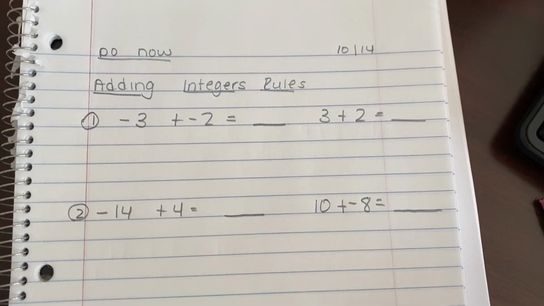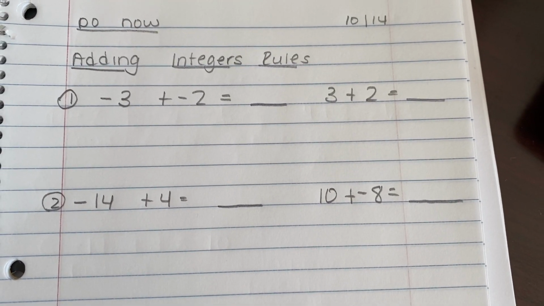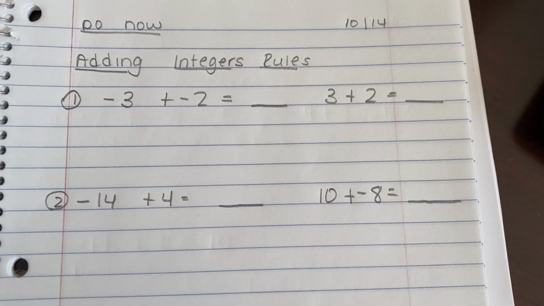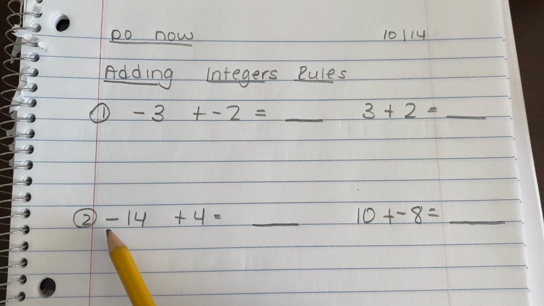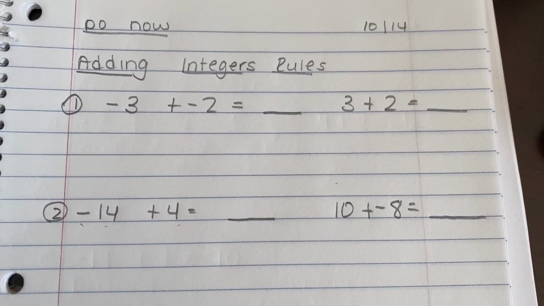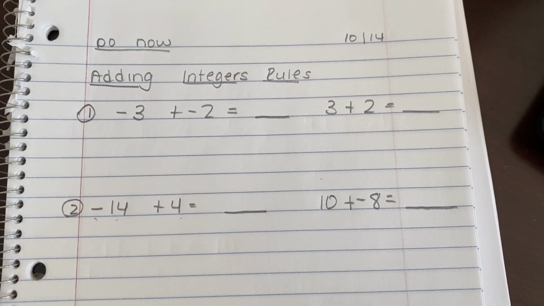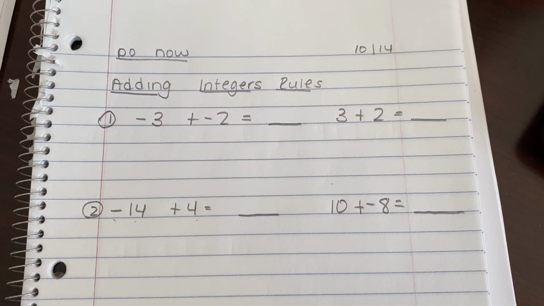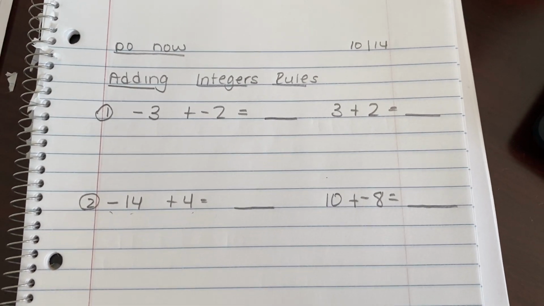Okay, let's do the next examples. This is what you're copying into your notebook right now. So make sure you have -3 plus a -2, 3 plus 2. You skip about 3 or 4 lines. And you're writing -14 plus 4 equals, and then 10 plus a -8. That's what you're copying into your math notebook. We'll be doing the do now together as a live lesson. You'll be using this page to complete the second review.